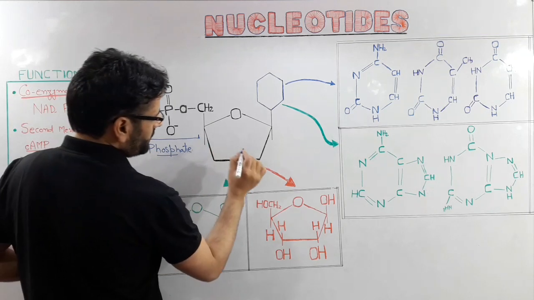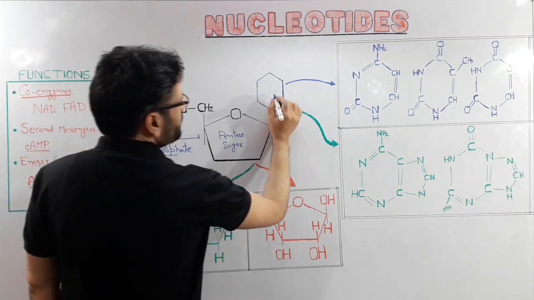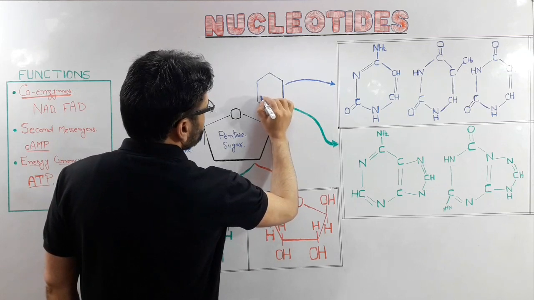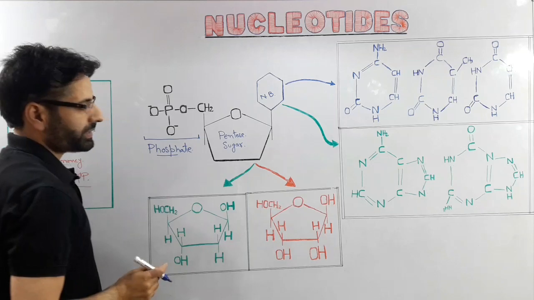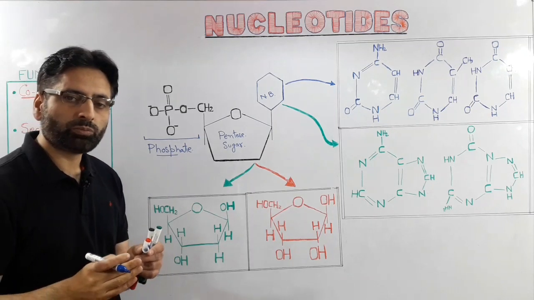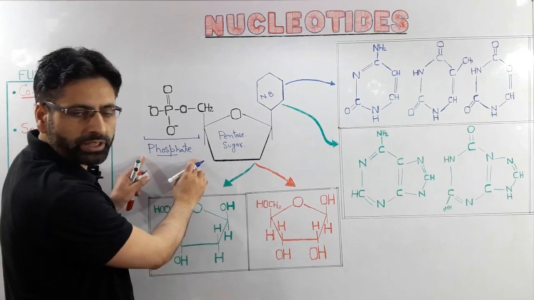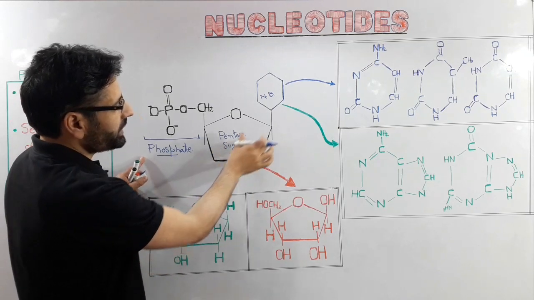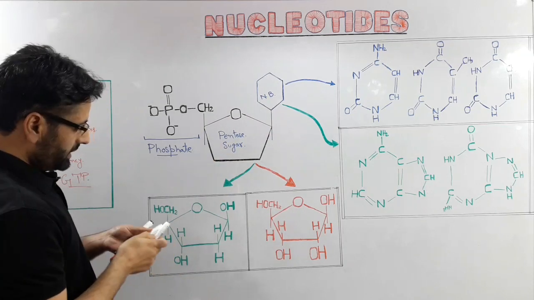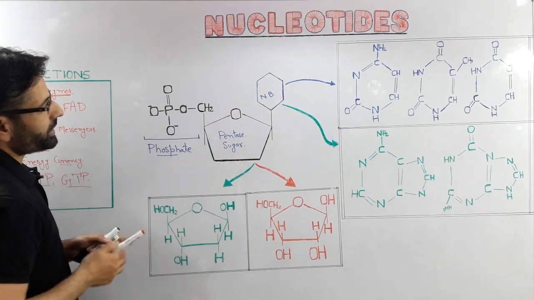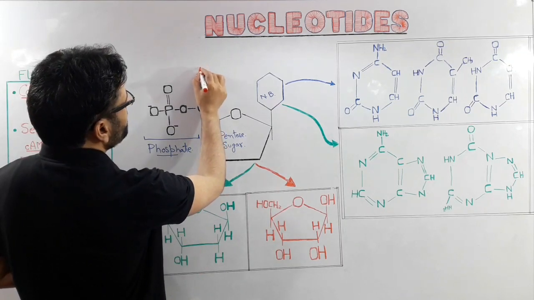Another component is pentose sugar, and the third important component is nitrogen base. That is, in a single nucleotide molecule we have three components. One is this phosphate component, then we have this pentose sugar and this nitrogen base. This nitrogen base and pentose sugar is called a nucleoside.